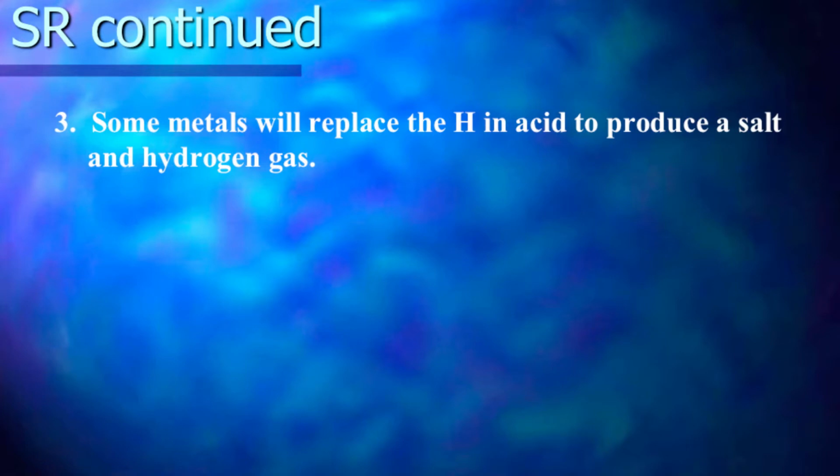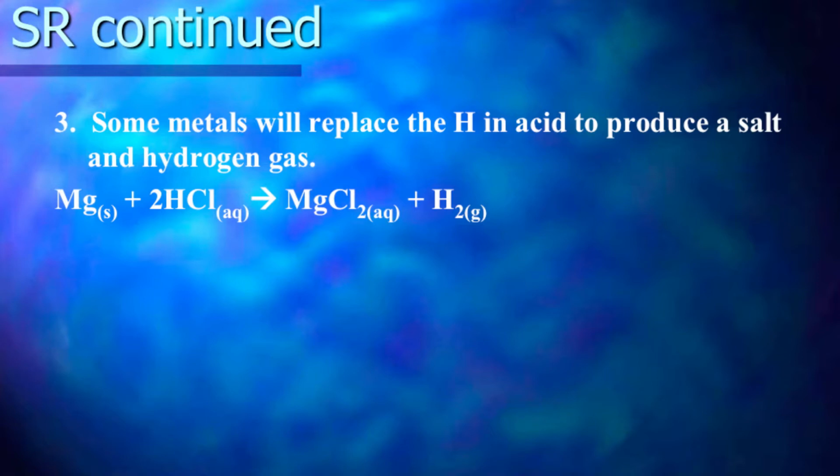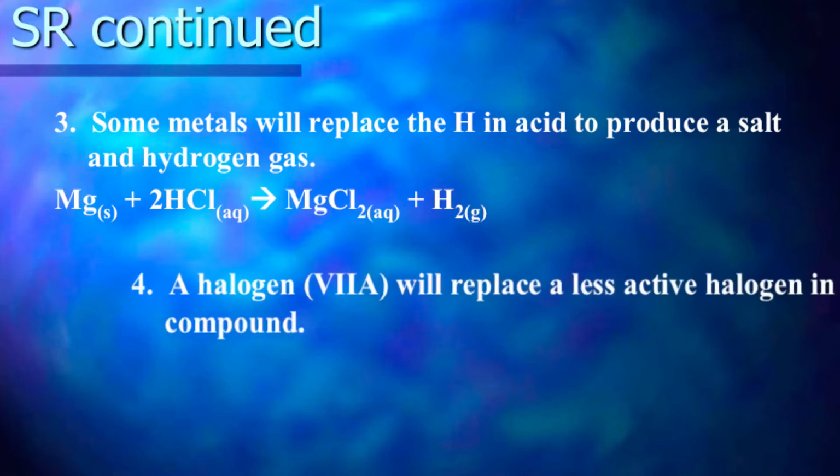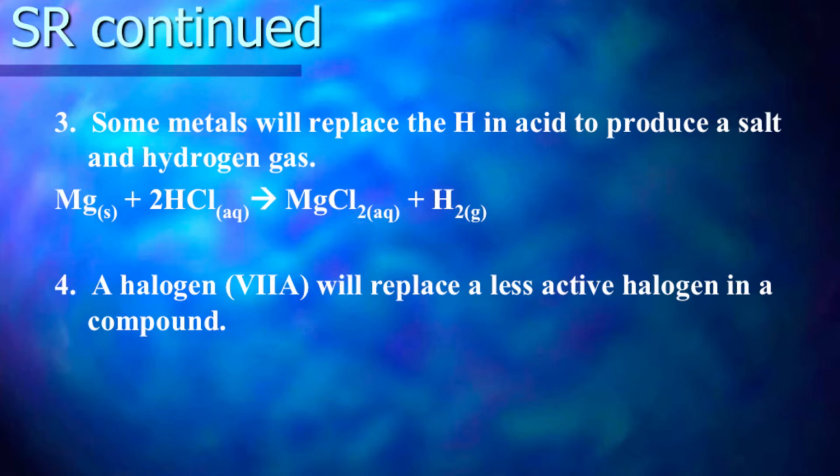Third rule, some metals will react with the H in acid. Magnesium here will swap with hydrogen, and that's just a single replacement reaction. Notice it says some, not all metals will. There are a lot of metals that won't react with acid. How do you know what they are? Check the activity series.